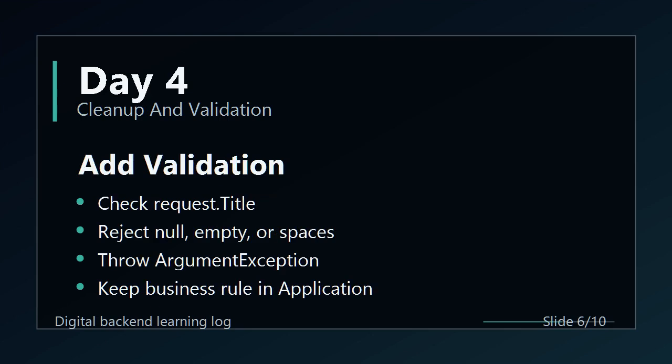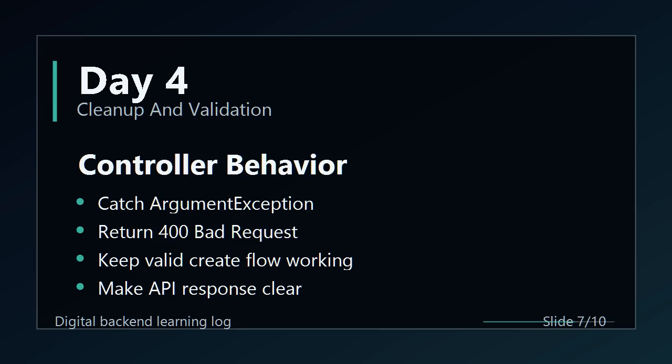Next, add simple validation in TaskService. Check the task title at the start of CreateTask. If it is null, empty, or only spaces, throw an ArgumentException saying that the task title is required. The controller should convert validation failures into the right HTTP response. Catch ArgumentException and return 400 Bad Request, while keeping the valid create task flow working.